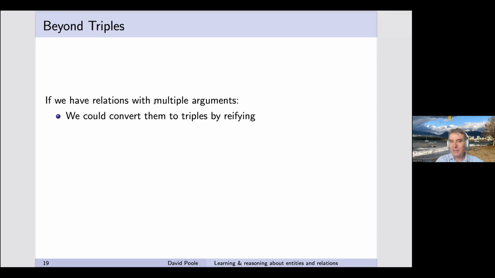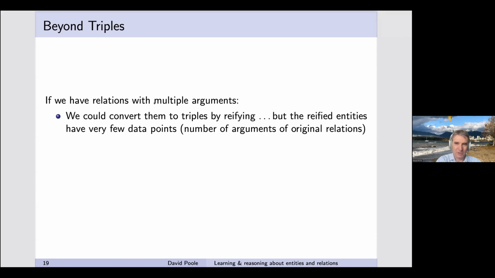So if we have relations with multiple arguments, we could convert them to triples by reifying. We could do that. However, that doesn't work. The reified entities have very few data points, the number of arguments of the original relation. I believe for the reified entity in the data, there were only five facts in the whole knowledge graph, namely the person, the position, the start, the end, and the number of games. They're the only facts that exist about it.